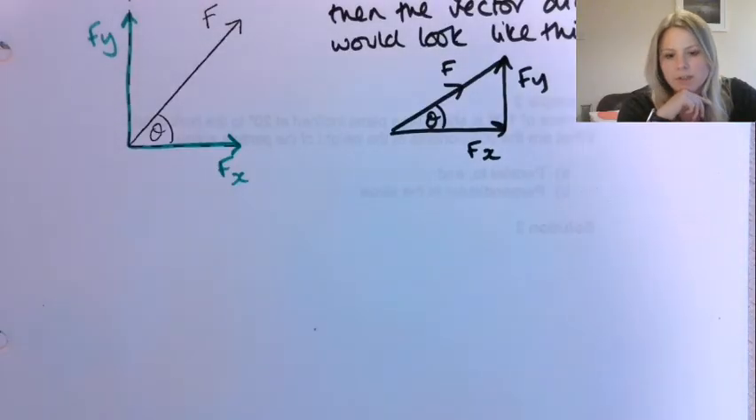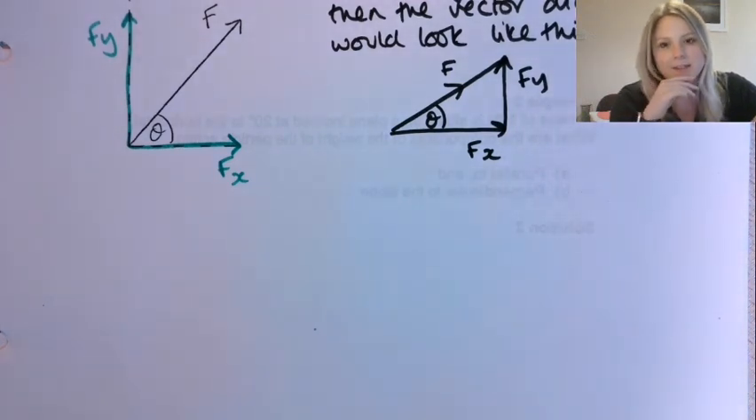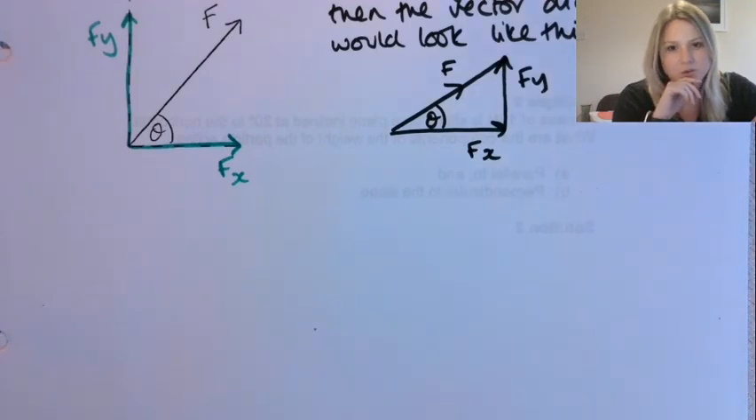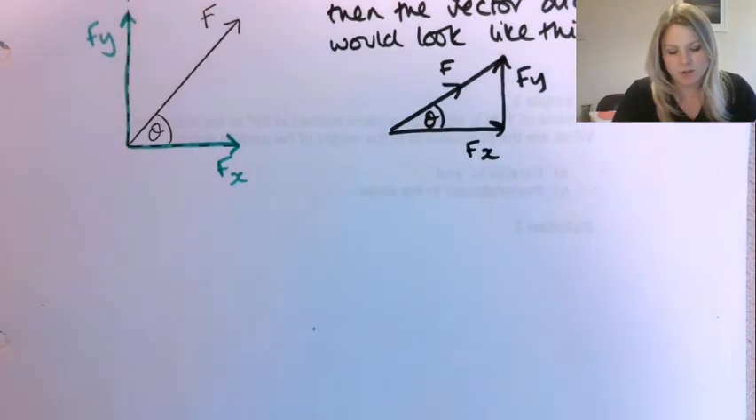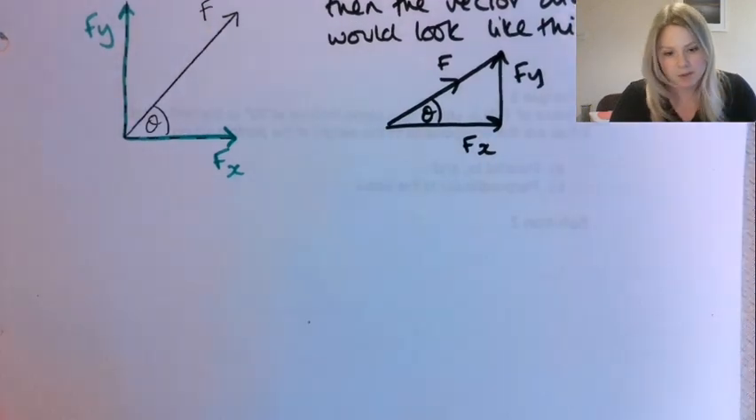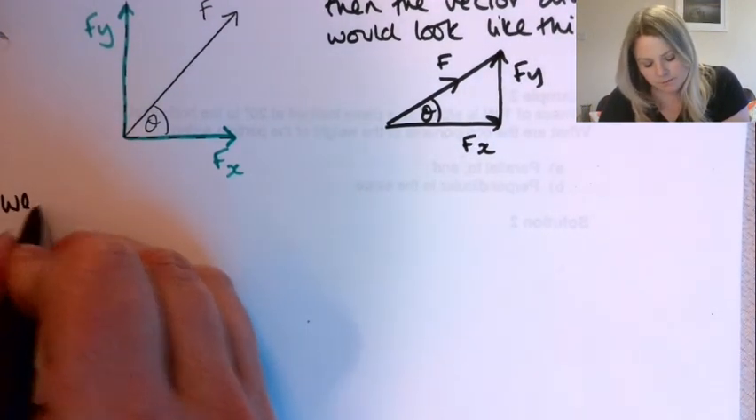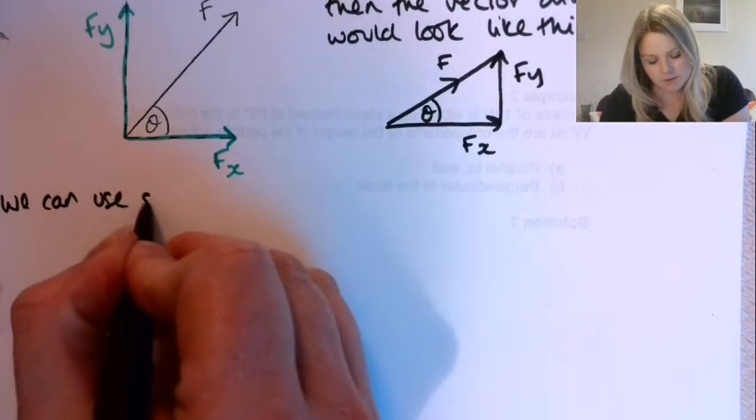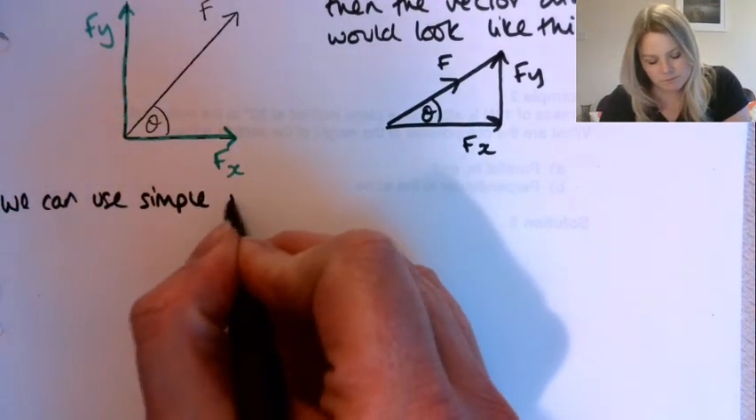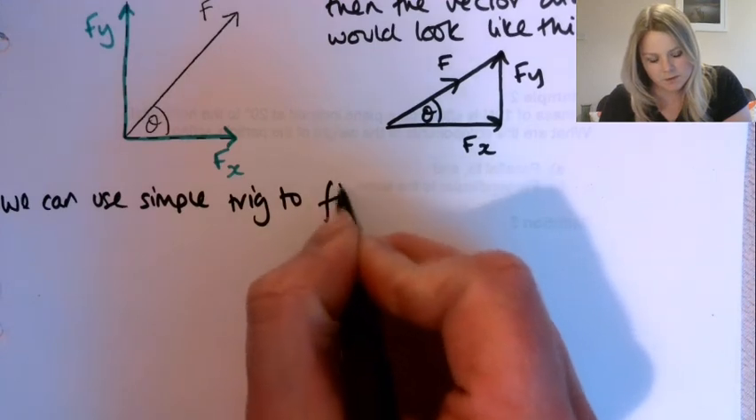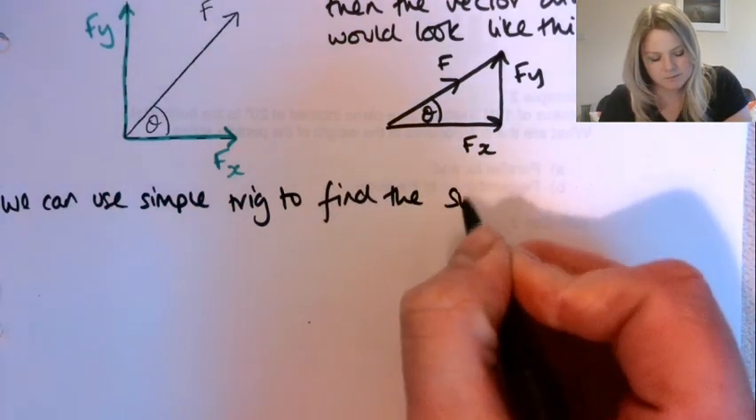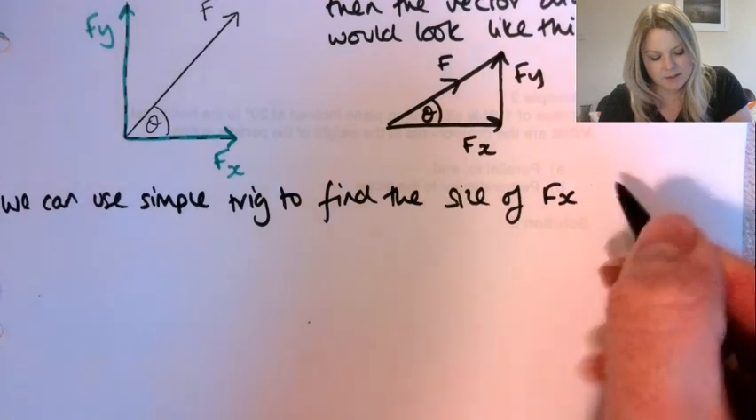Now I'm going to go through where the components come from, the trigonometry behind it. I just think it helps, and then it means you can apply it to whatever the situation is. In reality, you'll just get used to using this and you'll be able to do it automatically. Okay, so just underneath that, can you write with me here? So we can use simple trig to find the size of Fx and Fy.